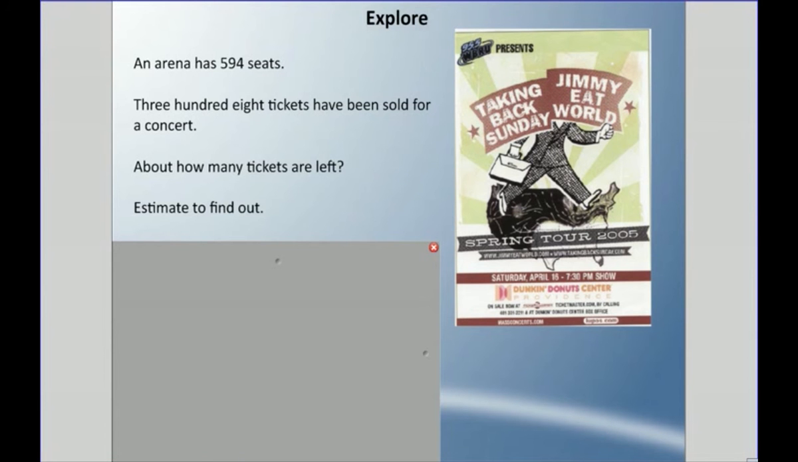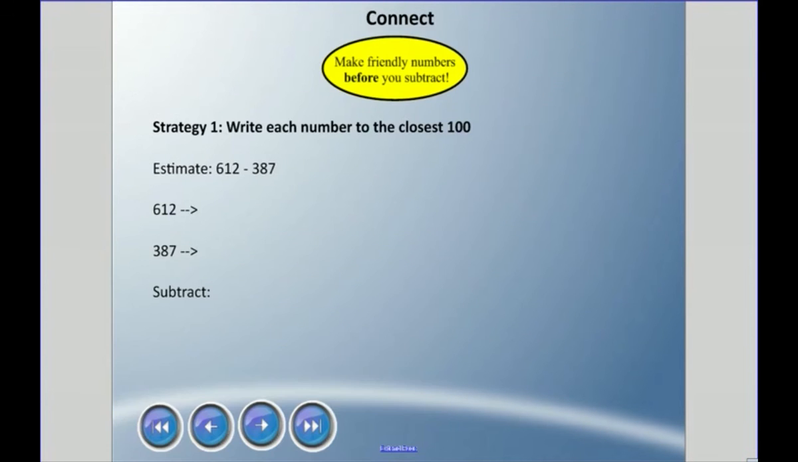Let's talk about concerts. And let's say an arena for a concert has 594 seats. I know that seems a little small for an arena, but let's just go with it. Well, let's say 308 tickets have been sold for a concert. About how many tickets are left? And again, we've been talking about that about word. So are we looking for the exact answer or are we not looking for the exact answer?